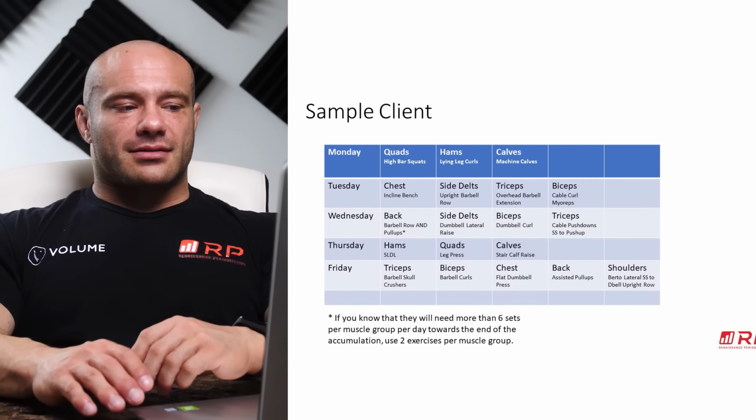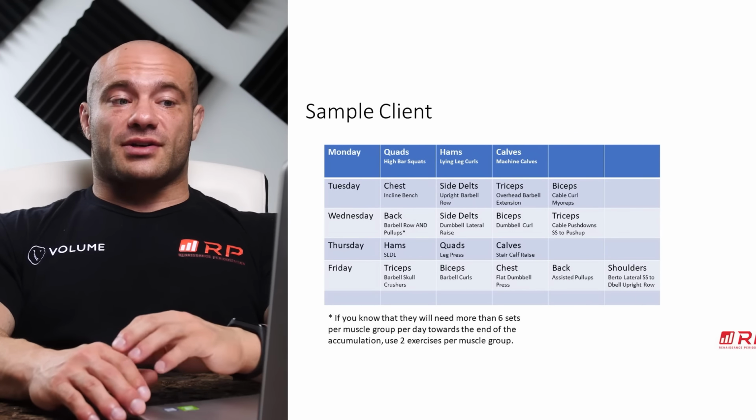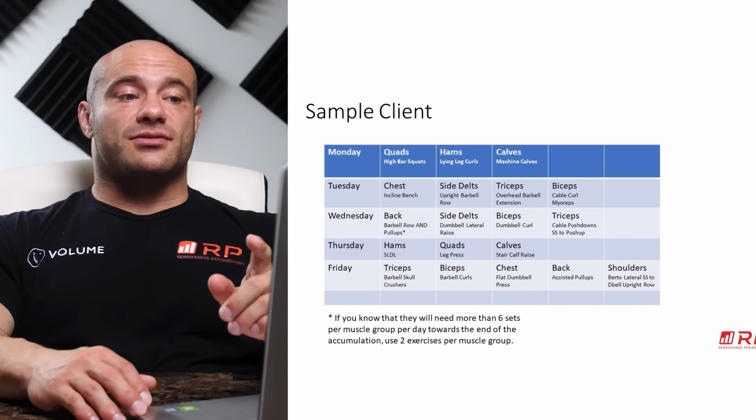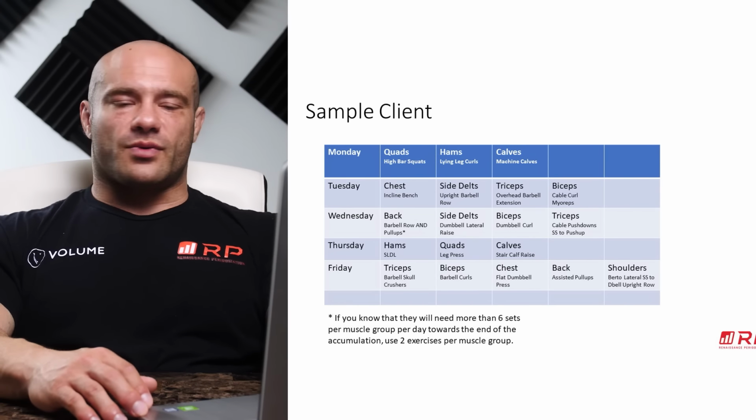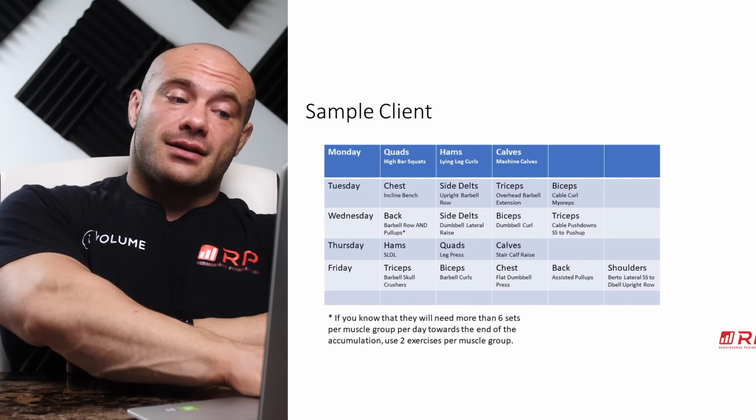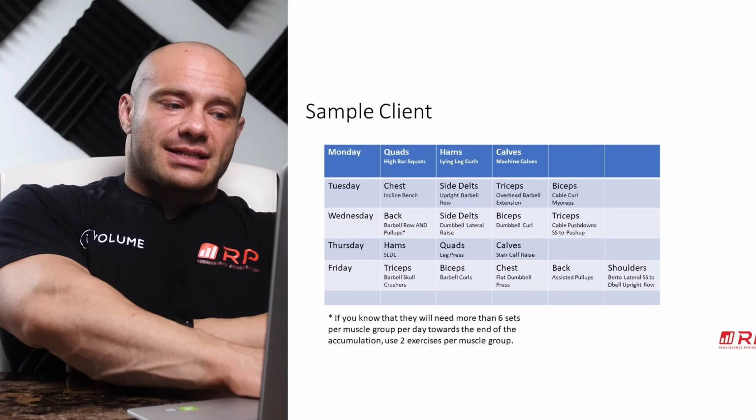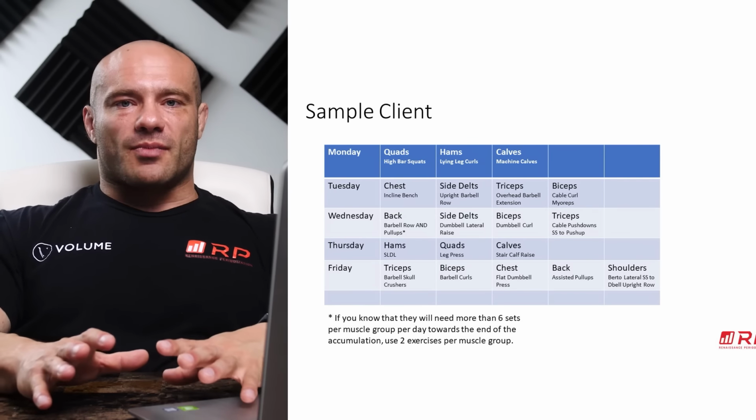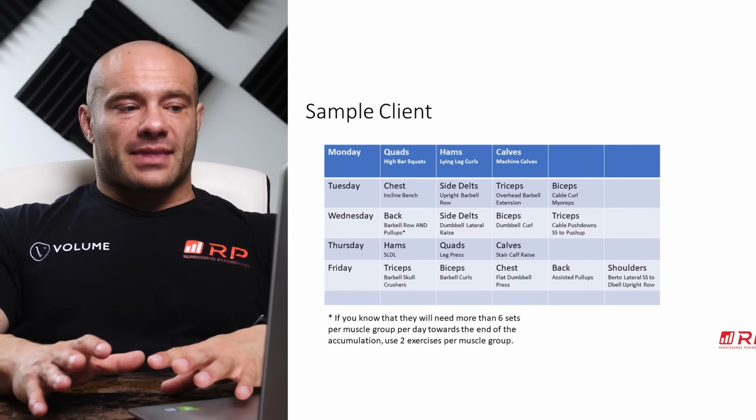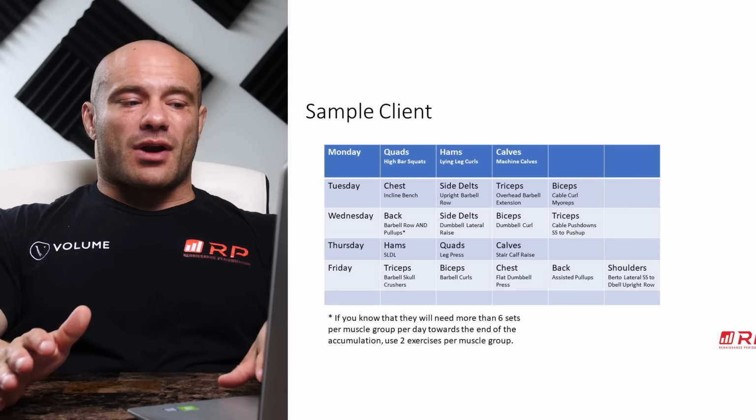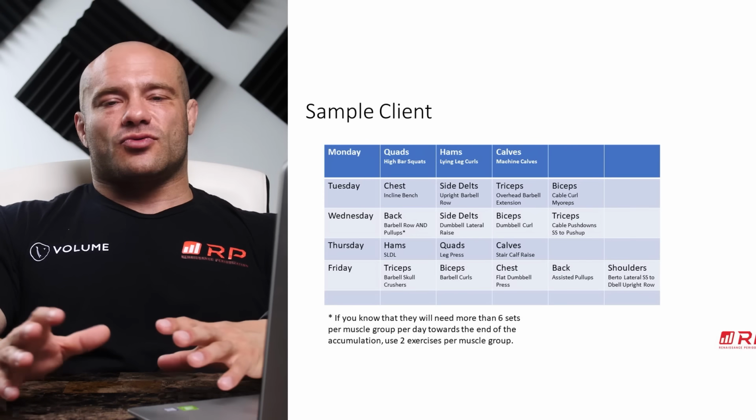So for our sample client, we're going to insert exercises here, and you can see them all here. So for quads, we do high bar squats, hamstrings, lying leg curls, calves, machine calves for just Monday, and you can read all the other days. Notice that on Wednesday, for back, we have 2 exercises. And then down there, the little asterisk says that if you have an exercise in which they'll need more than 6 sets per muscle group, for sure, at any point towards the end of accumulation, then you probably want to use 2 exercises per muscle group to start.